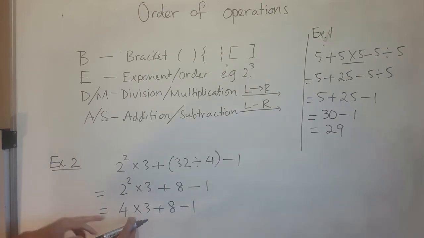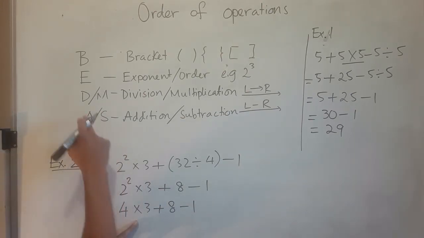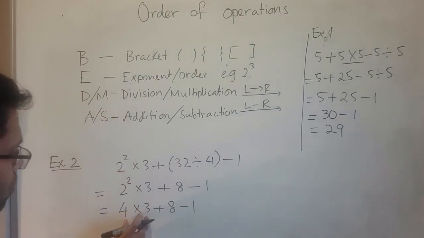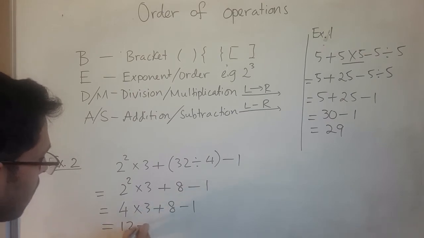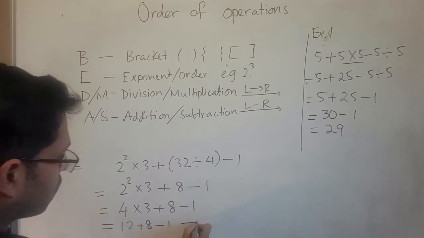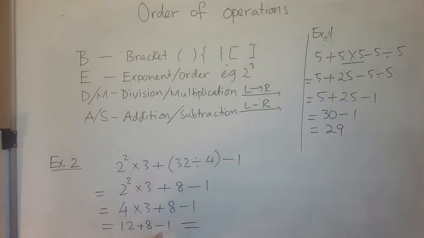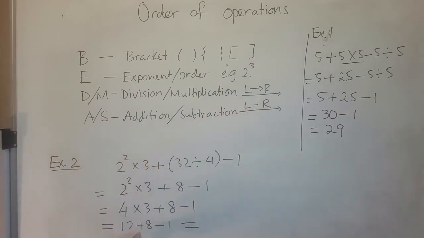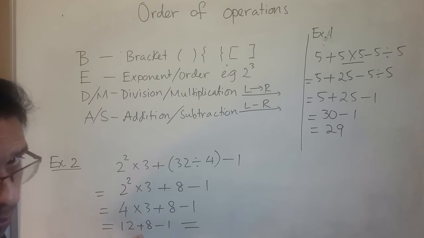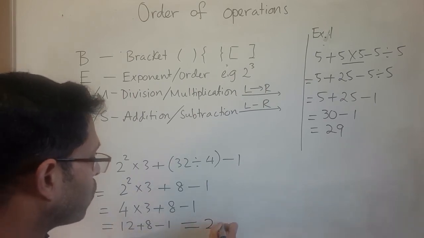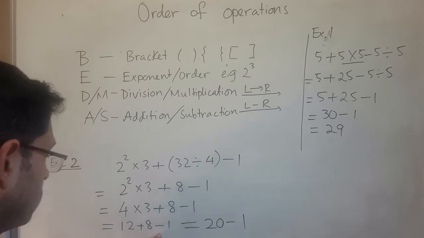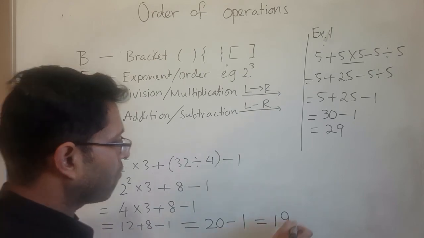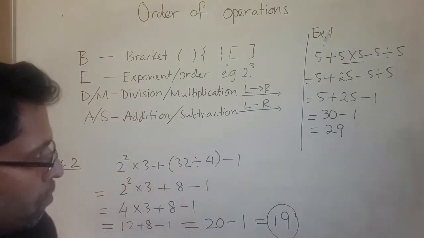Now we have to do the times, addition and subtraction. Times means multiplication, so we have to do the multiplication first before addition and subtraction. If you do this multiplication, it is 12 plus 8 minus 1. Now we have addition and subtraction. Which one do we do first? We have to go from left to right. If you go from left to right, addition comes first. So 12 plus 8 is 20, minus 1, and that gives us 19. So 19 will be the final answer for this operation.